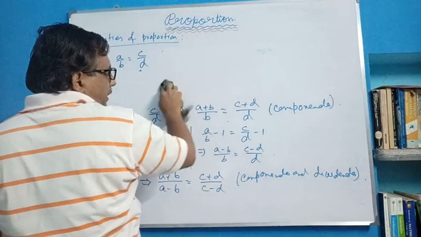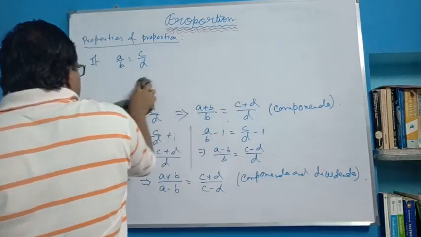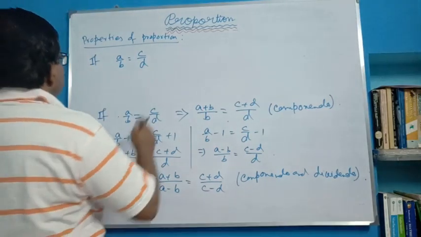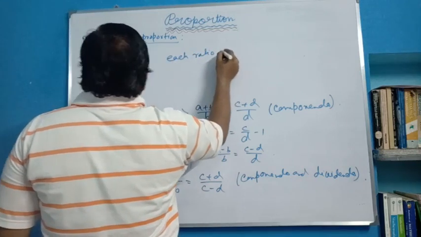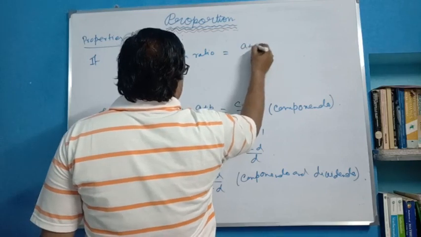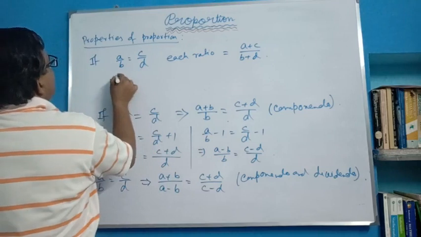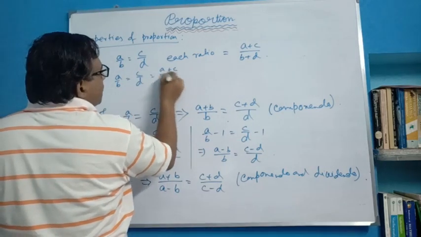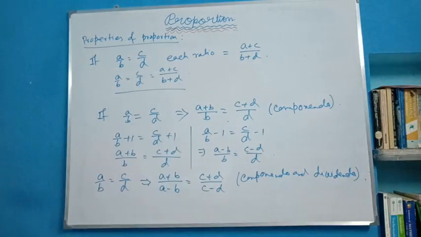If a by b is equal to c by d, then we can conclude each ratio is equal to the sum of the numerators divided by the sum of the denominators. That means a by b is equal to c by d is equal to a plus c by b plus d. This is known as addendo.